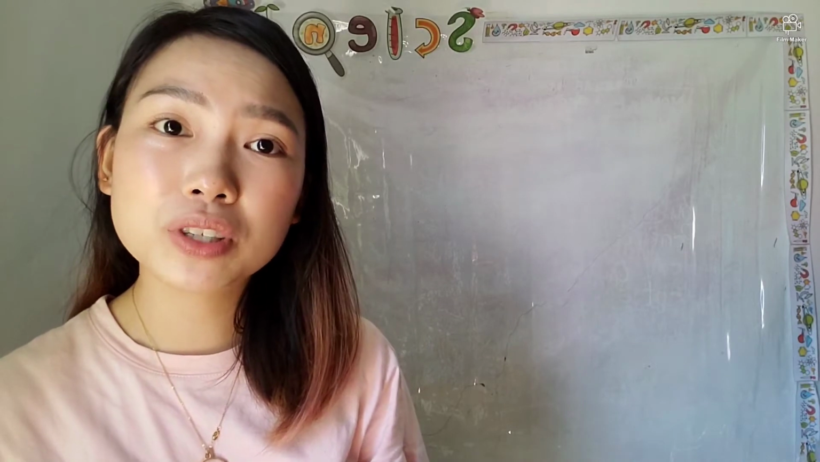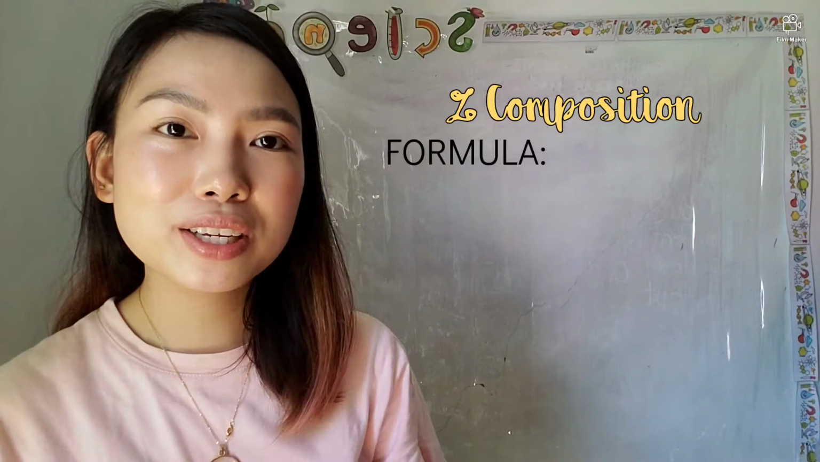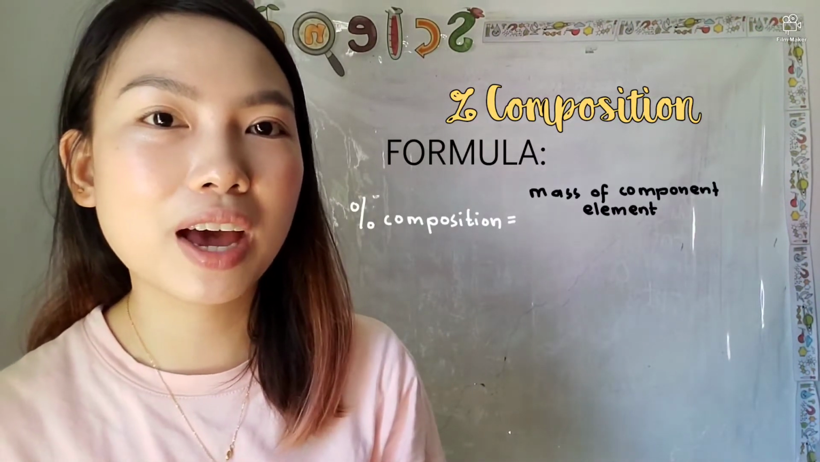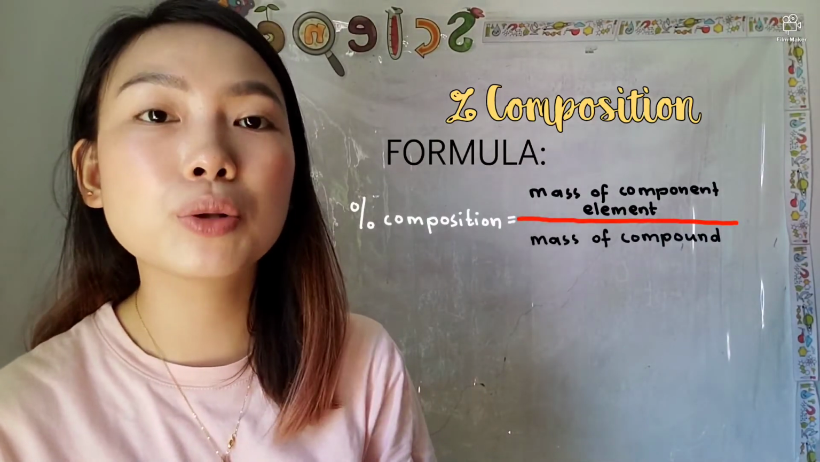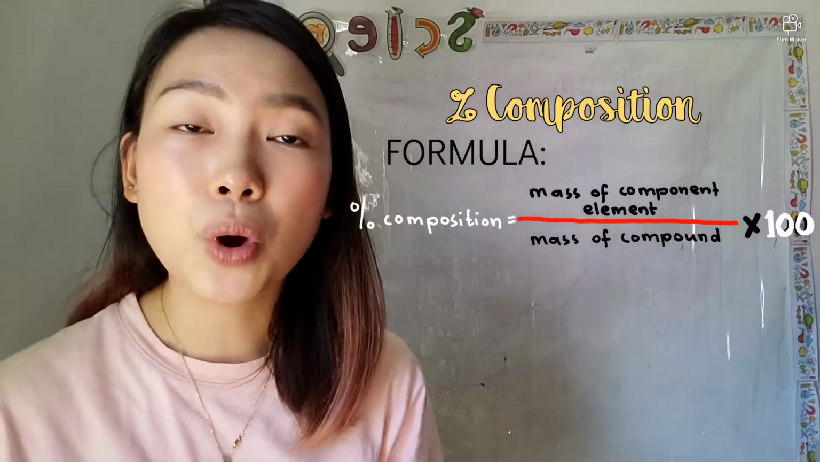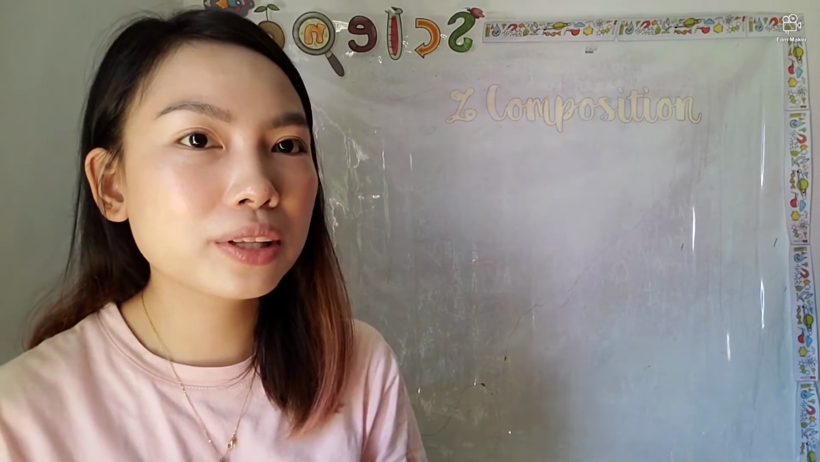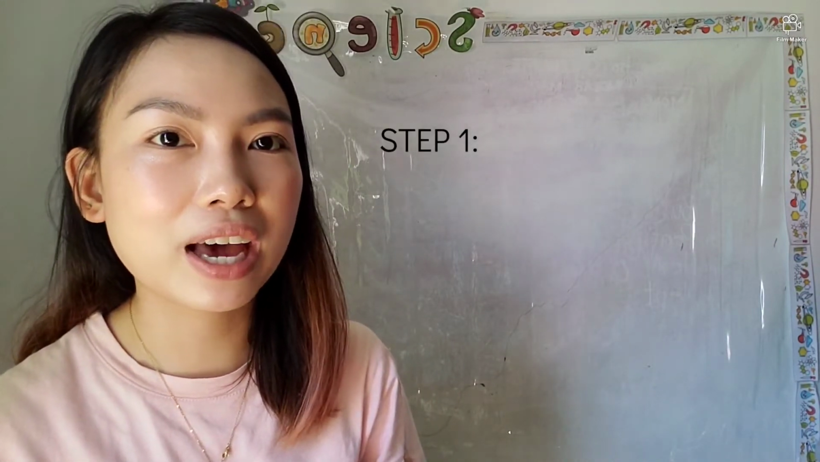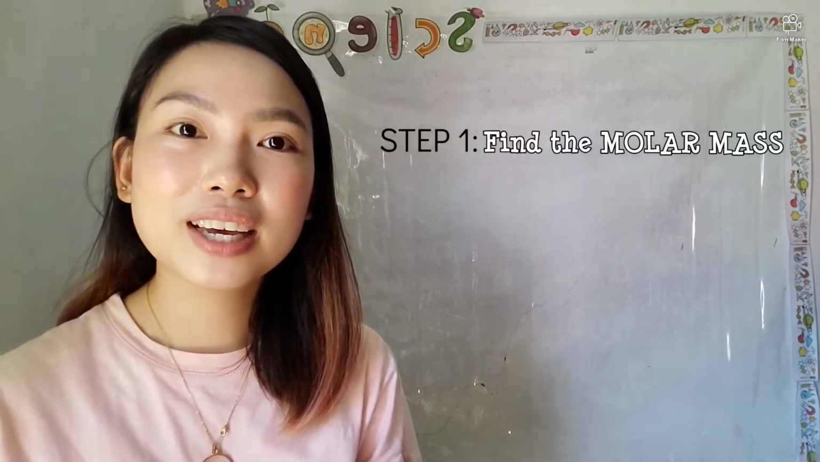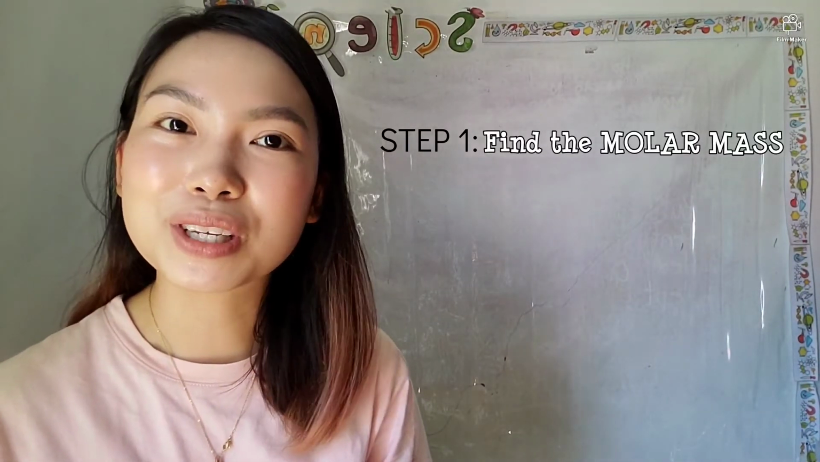Now, in the percent composition, this would only be the formula that you will use. Percent composition is equal to the mass of the component element divided by the mass of the compound multiplied by 100 to get its percentage. Now, on this lesson, ang unang-unang dapat mong gawin to find the percent composition is again to find the molar mass or the formula mass of the compound. Through that, dire-diretso na ang ating percent composition, and let's have an example.